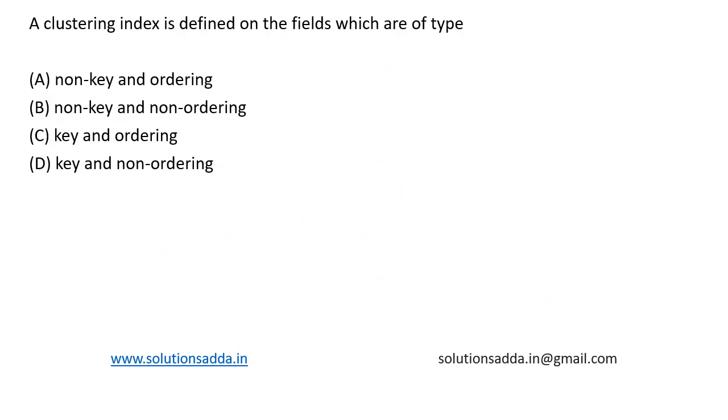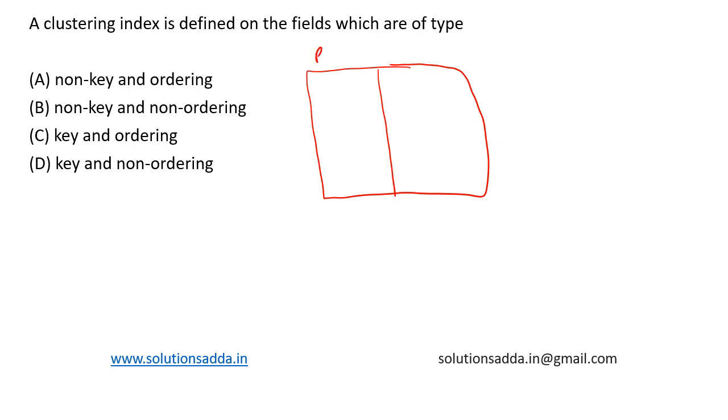This is a question from database. A clustering index is defined on the fields which are of type, and 4 options are given. A clustering index, as the name suggests, is created when the data can be grouped into form clusters. Let's consider the example. We have two columns. One is roll number and other is subject. Let roll number be 101, 101, 102, 102, 102 and 103.